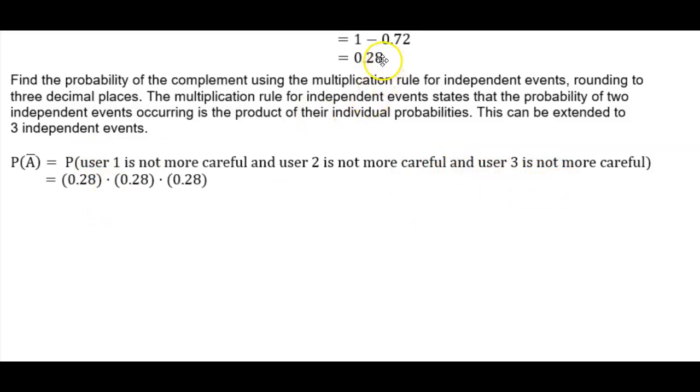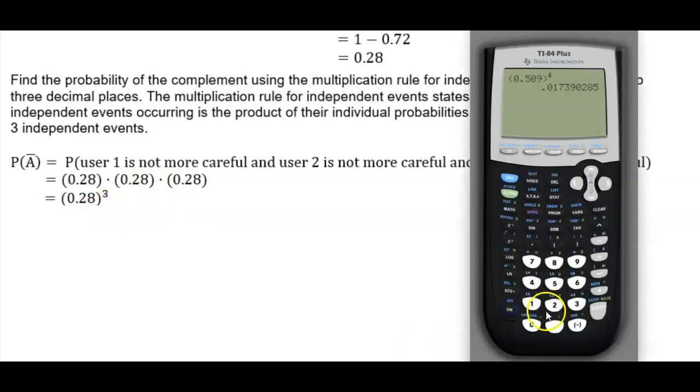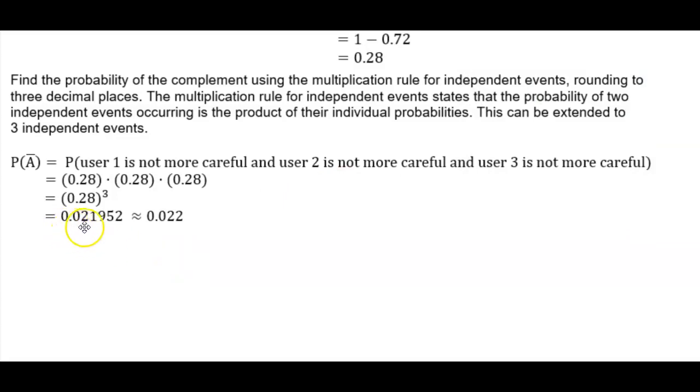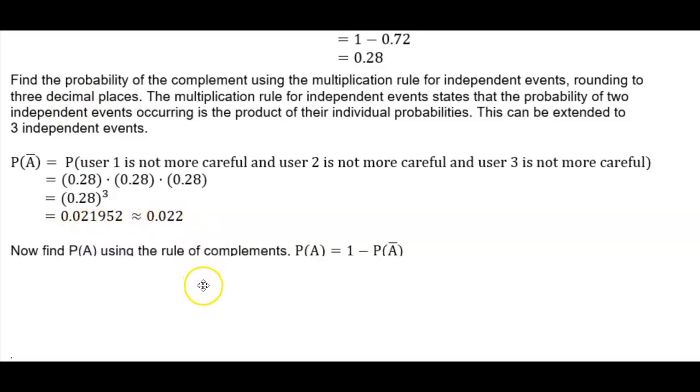So we found the complement was 0.28. So we're going to take 0.28 times 0.28 times 0.28, which is the same thing as 0.28 to the 3rd power. So if we want to do that on our calculator, 0.28 to the 3rd power gives us 0.021952, and we're rounding to 3 decimal places, which gives us 0.022.